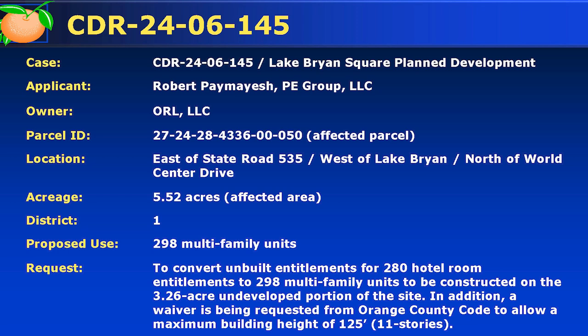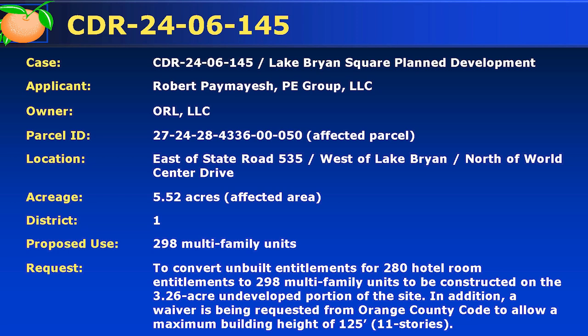But what it boils down to is right now, they could build on this property, if they would like, 280 hotel rooms. So one hotel with 280 rooms. They could go out, start pulling site plans and permits. They're allowed to do that. Property owners decided that they no longer want to pursue that use. They want to change the allowable use. And what they want to change it to is 298 multifamily dwelling units.